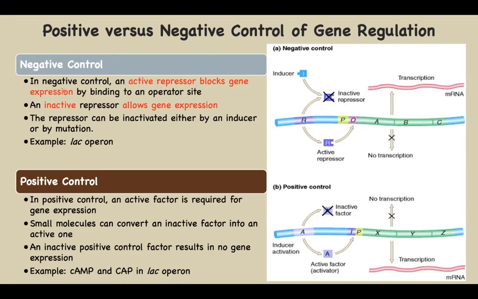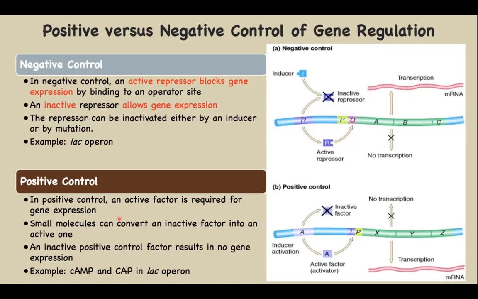Okay, in negative control, an active repressor, bila repressor is active, it blocks the gene expression by binding to an operator site. Kan? Kalau dia aktif, dia bind kepada operator, there is no transcription. Terbalik pula kan? Active, no transcription. So this is negative control. When it is inactive, it allows gene expression. Sebab when it is inactive, dia tak bind to the operator and transcription happens. Okay, this is negative control.